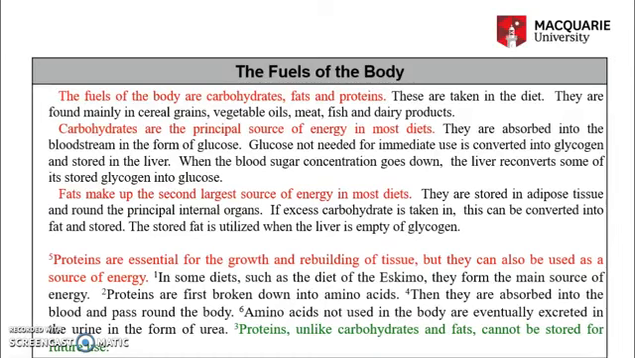Each of the 3 paragraphs, carbohydrates, fats and proteins, are developed primarily through description. They describe how each fuel is processed in the body. But the proteins paragraph is developed further by the example of the Eskimo diet and also by the concluding sentence.